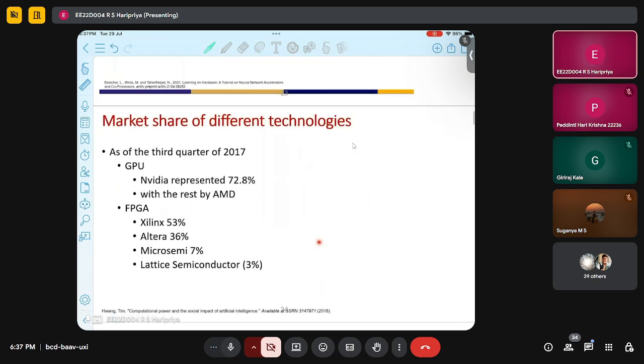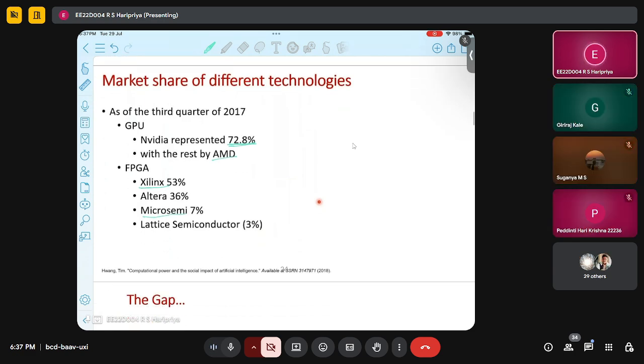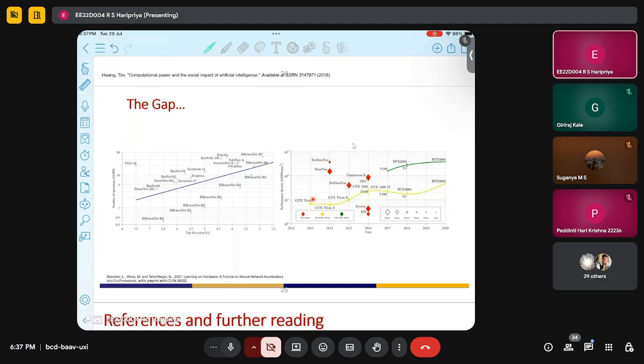Next, the market share. Nvidia based GPUs share the maximum, and next is AMD. For FPGA based, the maximum share is held by Xilinx, then Altera, Microsemi, and Lattice Semiconductor. So now, what is the gap?